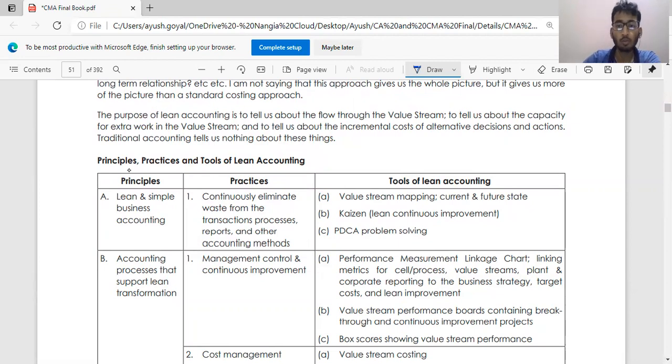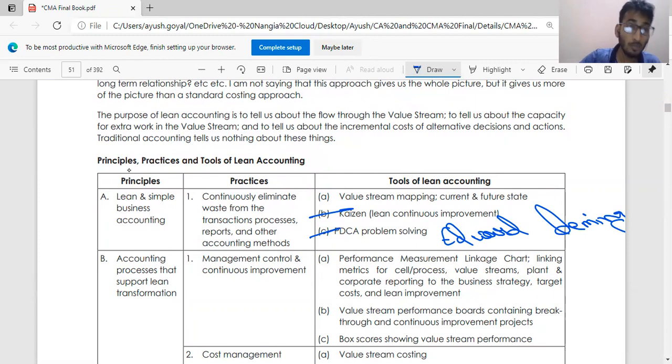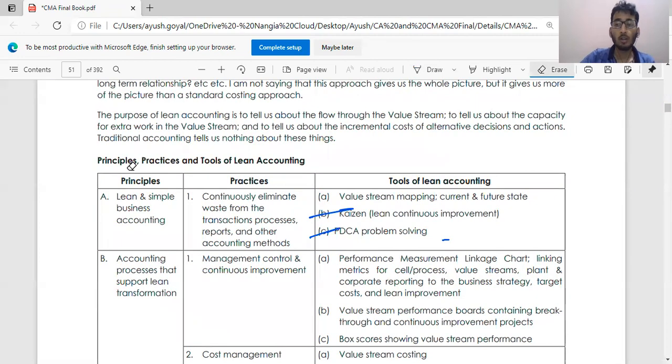Now, you know most of the tools: Kaizen, PDCA. PDCA was given by Edward Deming. I hope you guys know Edward Deming. Why am I telling you the names again and again? Because this will create an additional impact on the examiners. I really want you to write the names in the exam, and write something additional to what others are writing.